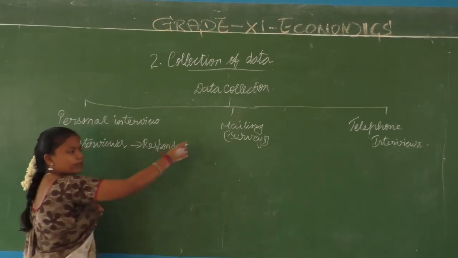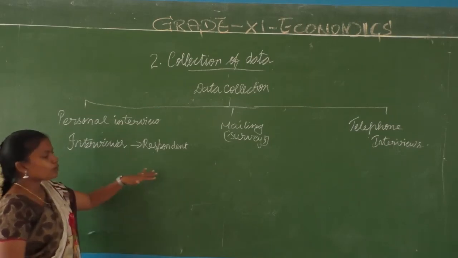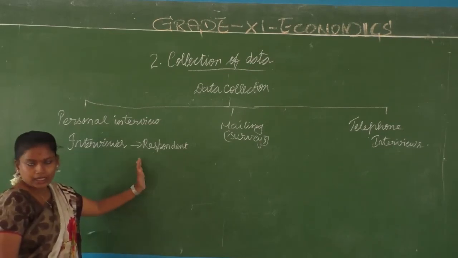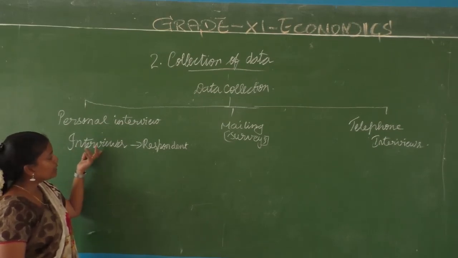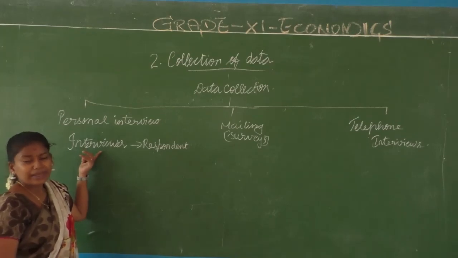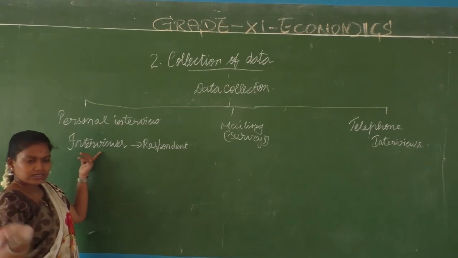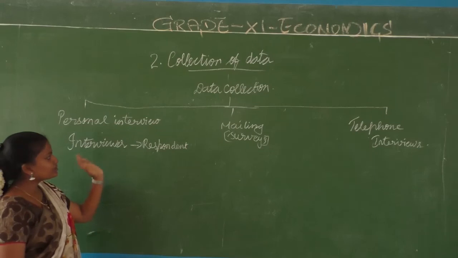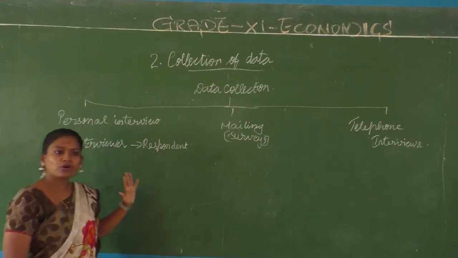It has its own method, its own advantages and disadvantages. Like the respondent, if he has any difficulty, the interviewer can explain the questionnaire and get the answers. And you need a proper interviewer for that. That is one of the demerits. It's a time-consuming process. If 20 people are there, you have to talk separately with each one of them. So it is time-consuming. It is expensive because you need a proper interviewer to talk to the respondents.